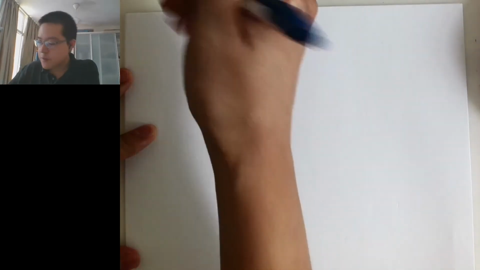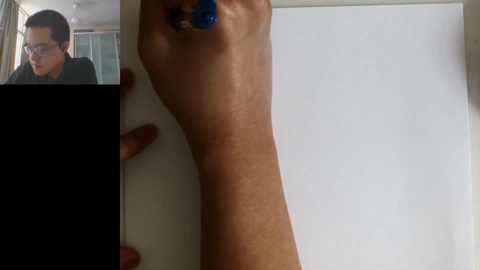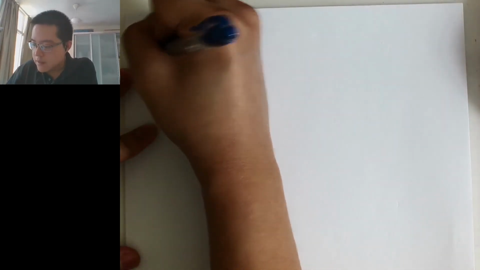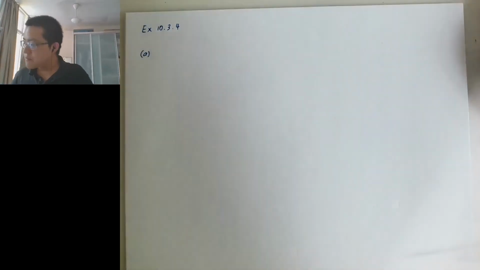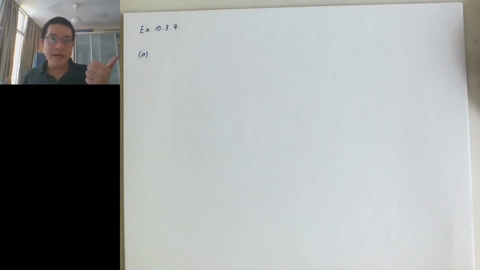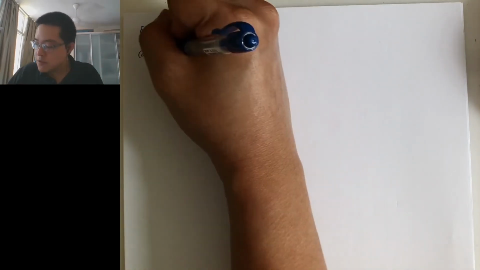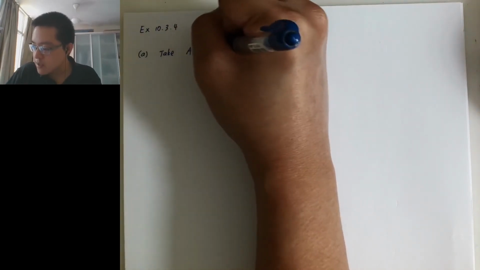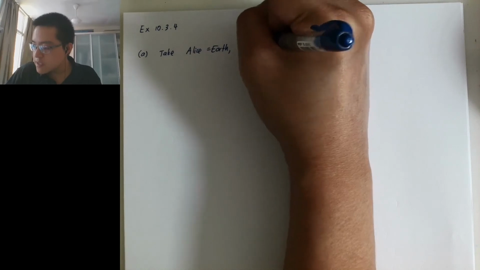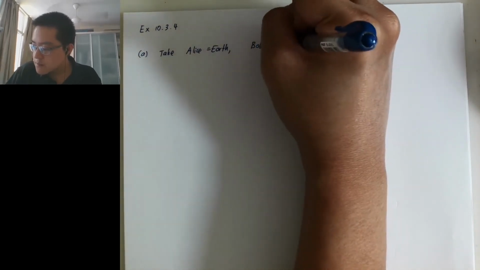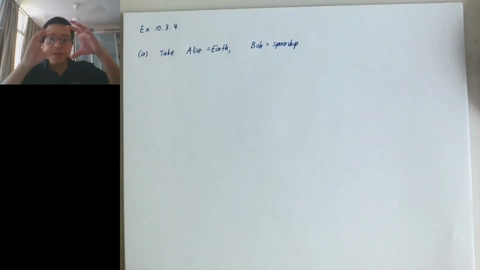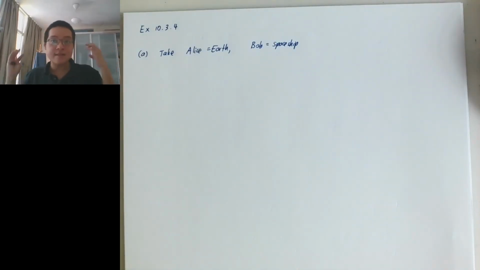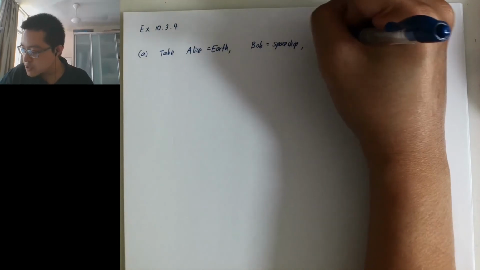So example 10.3.4. Every time you solve a relativity problem, there's always going to be a frame S and a frame S prime, and one of them is going to be at the point P. So you just need to identify who is who. What I'm going to do is take Alice to be Earth. So Alice is the observer on Earth, and Bob is on the spaceship. And the spaceship launches a space probe, which is a third object. So P shall be my space probe.